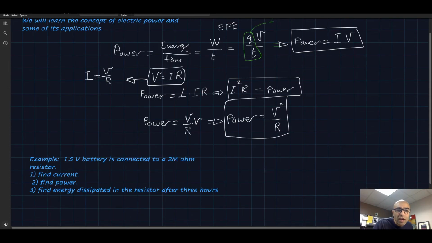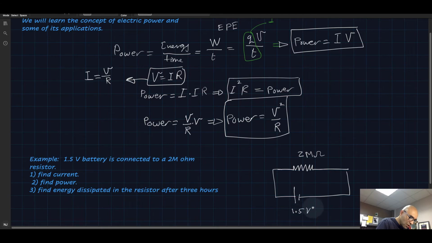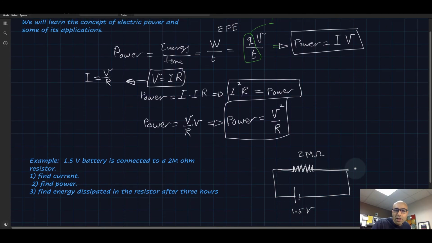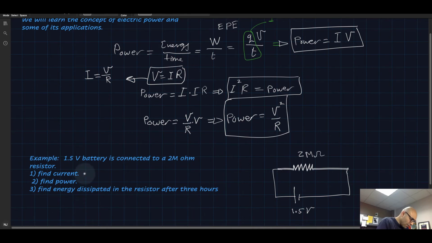We have a 1.5 volt battery that is connected to a 2 mega ohm resistor. So that's a resistor. It's 2 mega ohm, and the battery is 1.5 volts, and the current is going to go through the circuit. And then let's see what we need to do to solve the problem. The first part says find current. Okay, I'm going to solve that here.